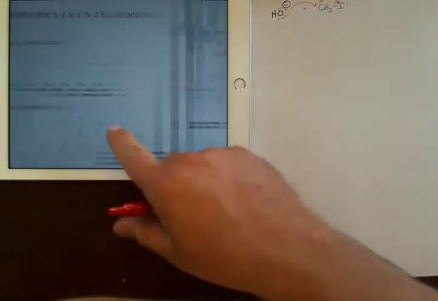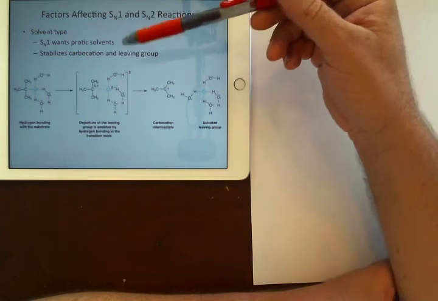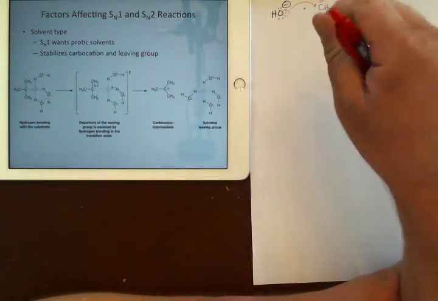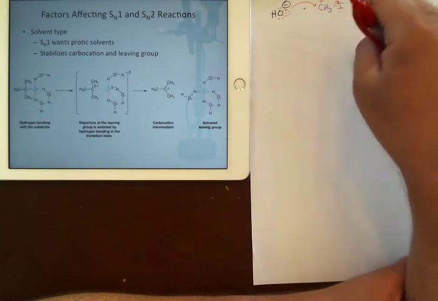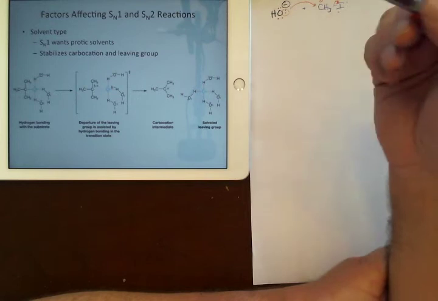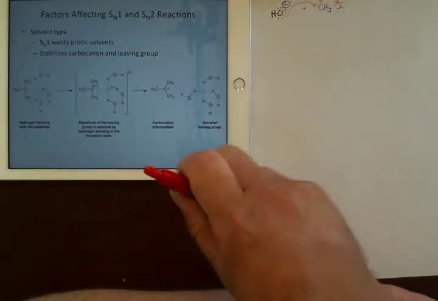When it's solvated like this, it can still easily break through and attack. With SN1, you're going to want a protic solvent. So the molecule is going to have at least one hydrogen that's not bound to a carbon. Water has 2, and ethanol would be another one. It has that OH bond. This one here is going to help stabilize this.